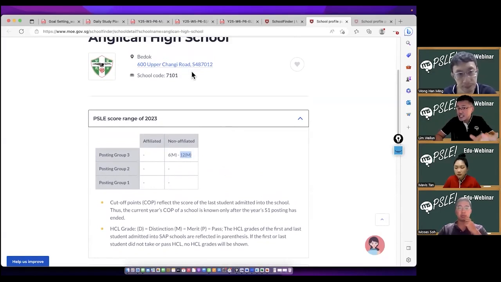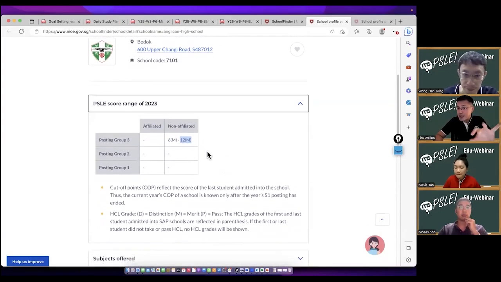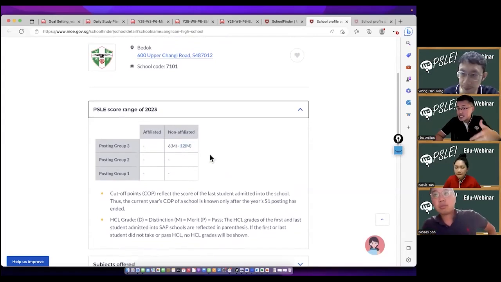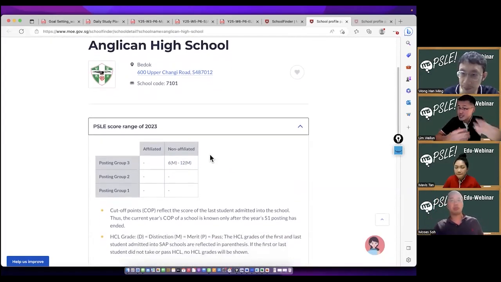And this part here, I must say, is not just applicable for parents, it is for students as well. Later I'll talk a bit about that, because this is actually the place for students, where you can see all the different schools and essentially the cutoff points of the schools.